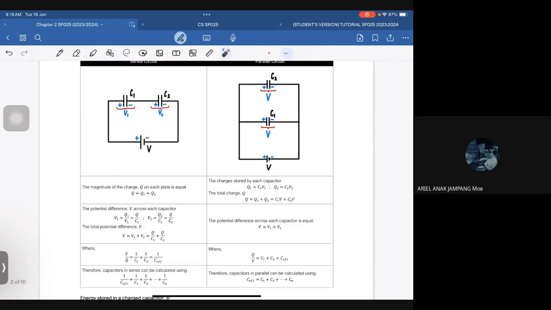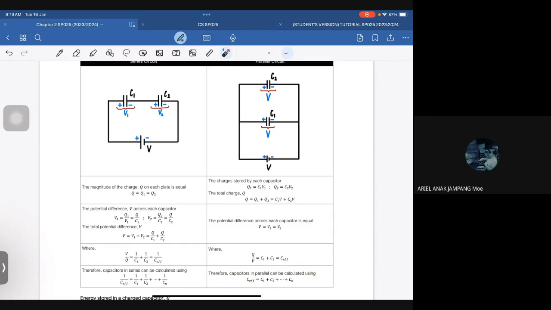Okay, untuk this part here, this final part here, dia tidak issue sebab yang ini ada dalam formula sheet. Okay, so tapi dia tidak bagi tahu lah, this one is for series circuit, this one is for parallel circuit. So make sure kamu ingat sendiri which one is for series, which one is for parallel.